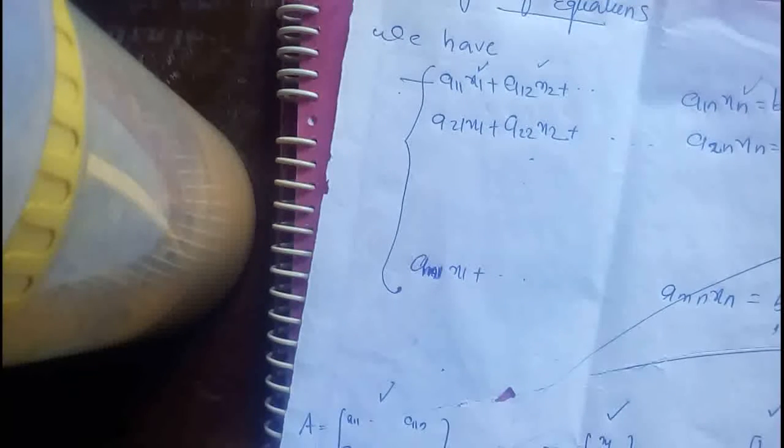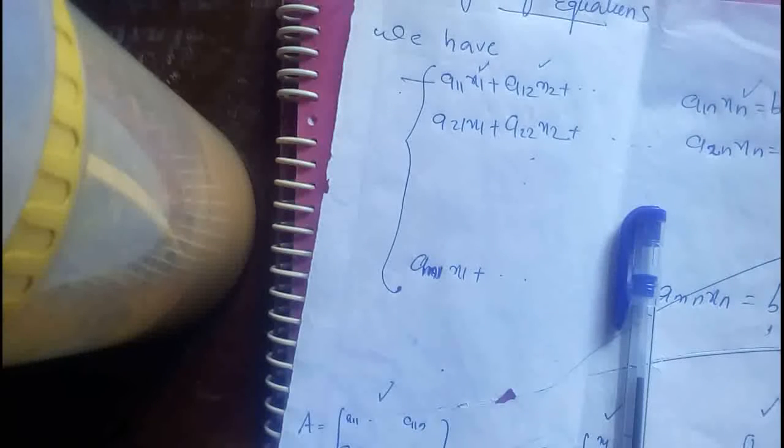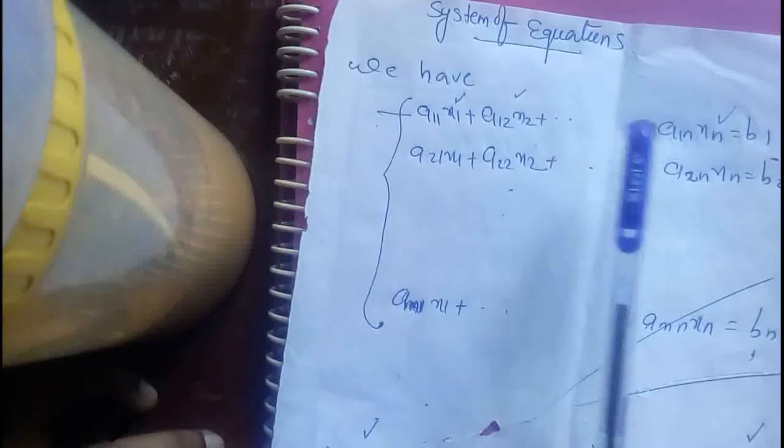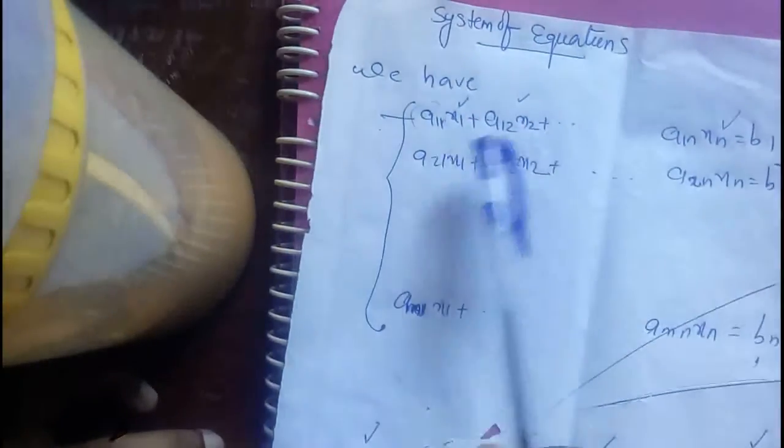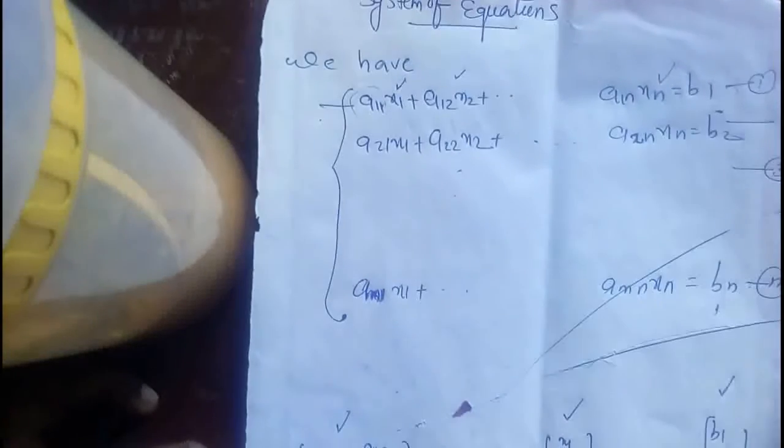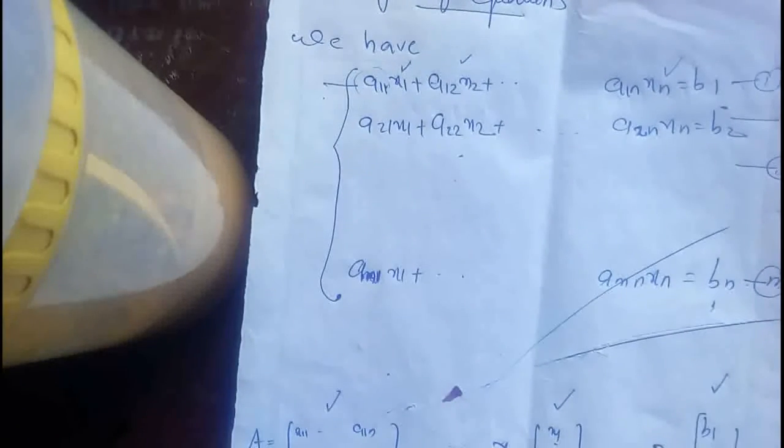For the m equations, we take all coefficients. We have n variables, so each variable has a coefficient. Each coefficient we write down in the matrix form. So for the first equation we have a11, a12, etc. a1n. The coefficient of x1 is a11, the coefficient of x2 is a12, etc. The coefficient of xn is a1n. So that is the first row.